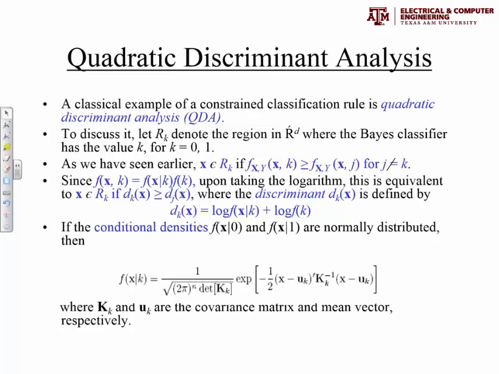So now this joint density f of x and k, you can write as f of x conditioned on k times f sub k. And if you take the log, this is equivalent to x is in this region R sub k if d sub k of x is greater than or equal to d sub j of x, where d sub k is just the log of that function, because the logarithm is a monotonically increasing function. So you're not going to change the ordering of those quantities.